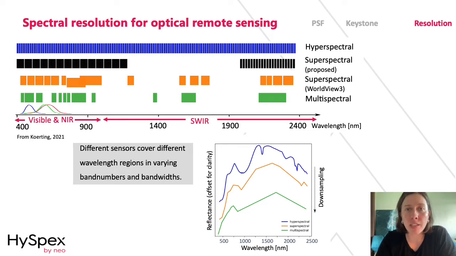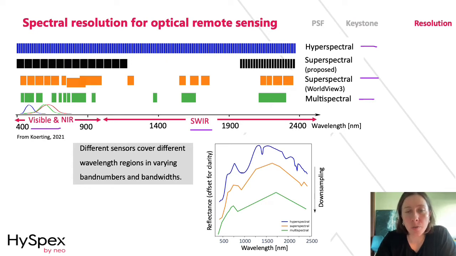So we're mainly talking about hyperspectral, superspectral, and multispectral. Those differ in terms of band number, band position, the wavelength region that they cover, and also the bandwidth. You can see we're talking here about the visible to near infrared and the shortwave infrared, so from 400 to 1000 nanometers and from 1000 to 2500 nanometers. The hyperspectral sensor collects within this wavelength region in a large number of narrow consecutive bands, which means it's able to identify and resolve very fine spectral features in those areas.